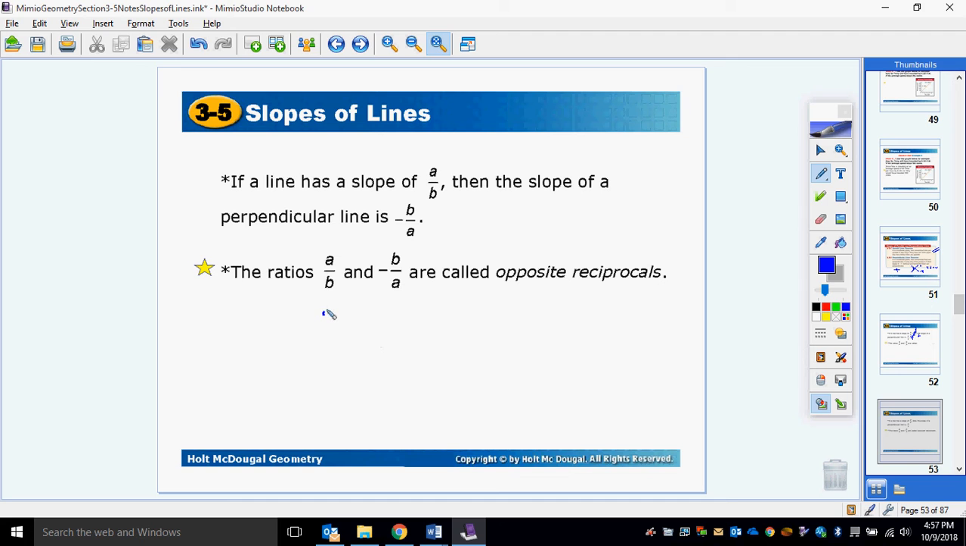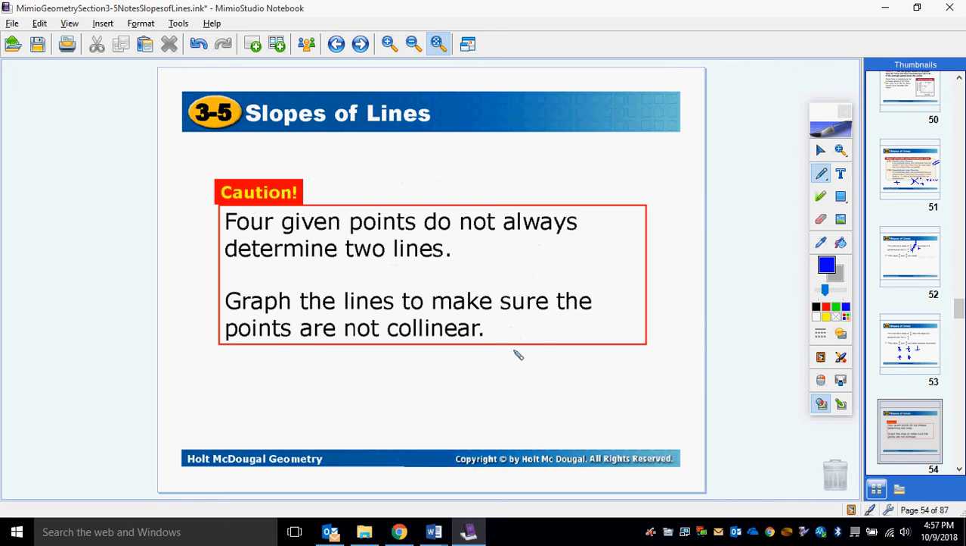Just like with 2, the opposite of 2, think of 2 as a fraction. The opposite reciprocal would be flipped, 1 over 2, and then the opposite sign. What's the opposite reciprocal of 5/6? We'll flip it, and the opposite sign would be positive. So these are examples of opposite reciprocals. Opposite reciprocal slopes mean perpendicular lines.